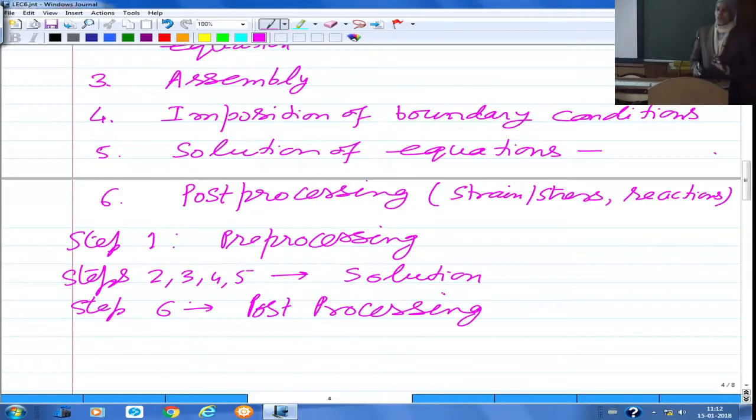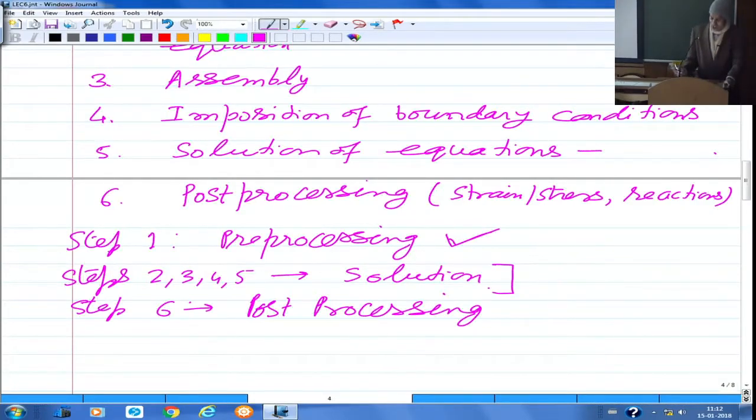So if you are using packages, you are spending most of your time doing this. Of course, if you are using a package, it means you are solving a fairly complex problem. A simple problem can of course always be solved by hand. So most of the time you spend in pre-processing, creating the solid model, discretization, choosing the right type of element for the discretization, or maybe a combination of different types of elements, and then giving the loads and boundary conditions. Then you just submit it for solution.